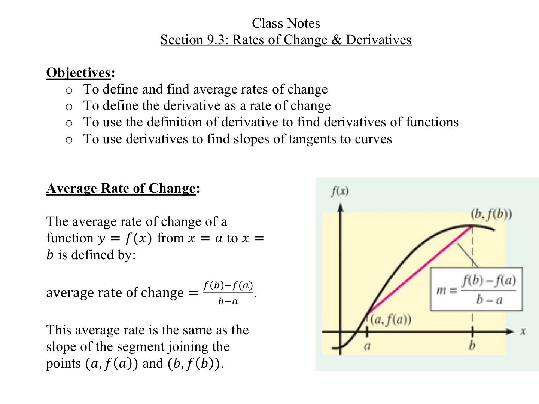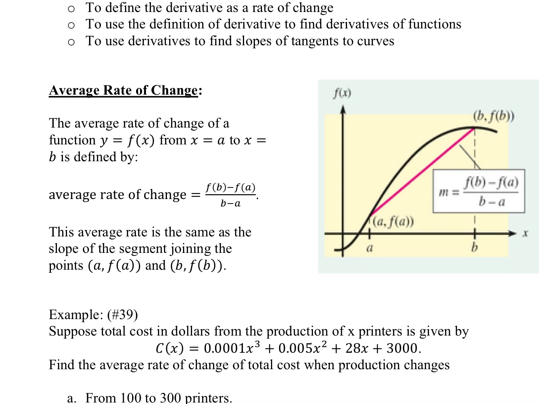Hello, in this video we're going to be looking at section 9.3 where we introduce derivatives. So we start out by discussing an average rate of change. Now an average rate of change of a line would be the slope of the line.